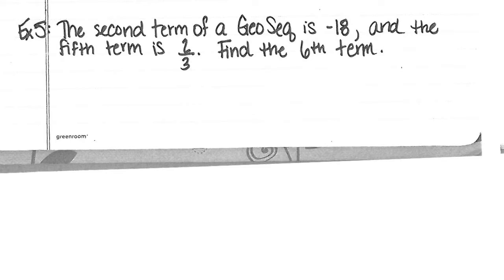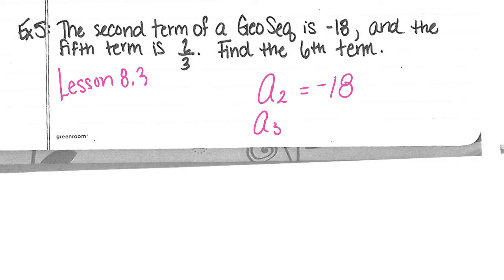All right, we're working more on geometric sequences and series. We are moving into the second half of section 8.3, so we are on lesson 8.3. Our next question says the second term of a geometric sequence is negative 18, and the fifth term is 2/3. They're asking us to find the sixth term.